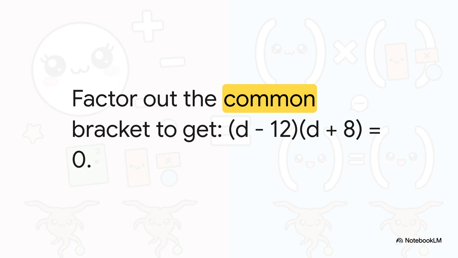We can factor it out as a single unit. We just take the d and the minus 12 that were hanging out in front, and we package them into their own brand new bracket. So now our equation is super clean: (d - 12)(d + 8) = 0. We essentially transformed a long addition and subtraction problem into a simple multiplication one.